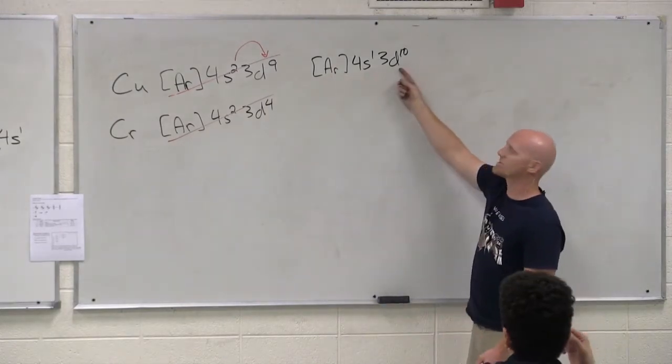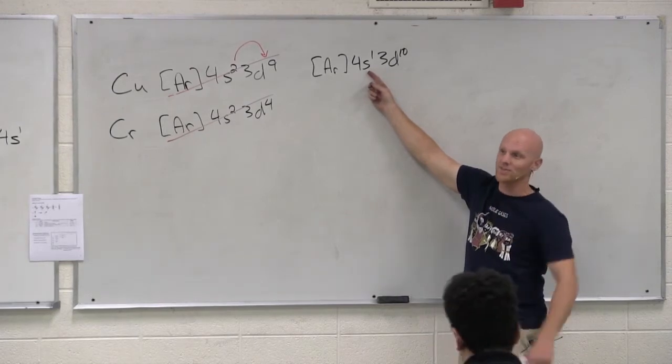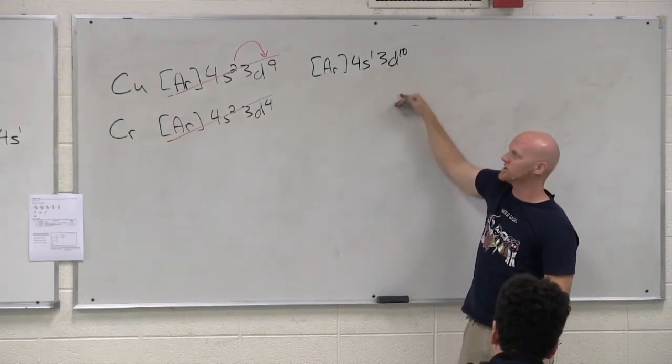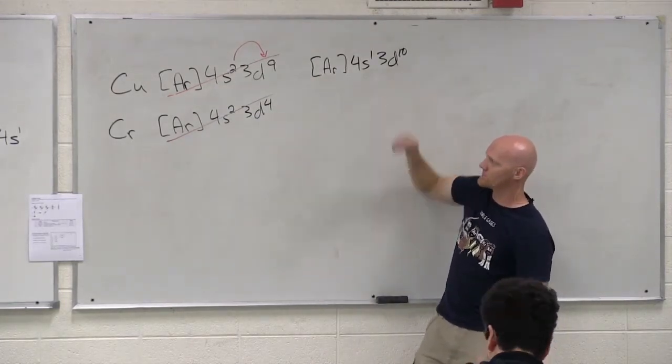So here, is the 3d full? Yes. And the 4s is exactly half full, and that's good as well. And so it's a better overall electron configuration. It's lower energy than if you were to follow the rules. So this is the ground state electronic configuration for copper.